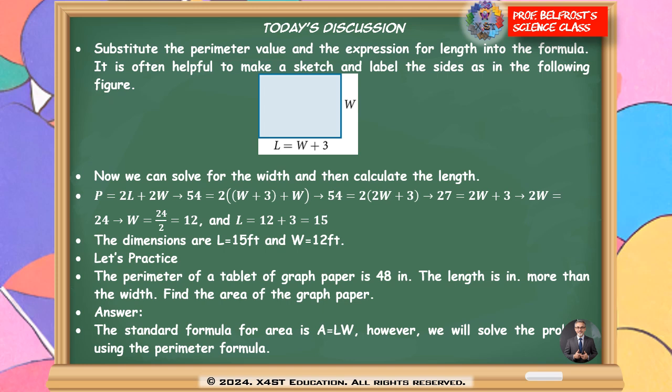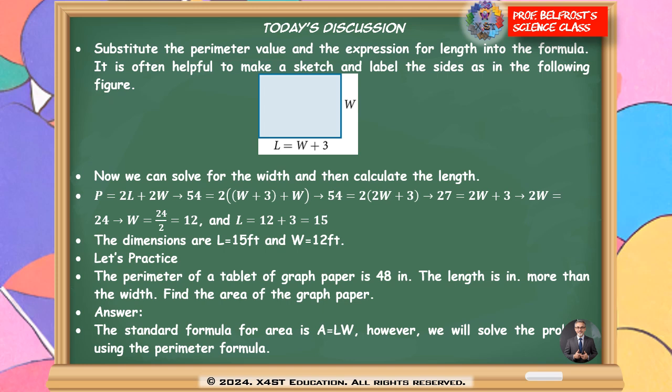So after some simplification, you know that W is 12, and because the length is 3 units greater than the width, the length is 15. So the dimension of the length is 15 feet, and the width is 12 feet.